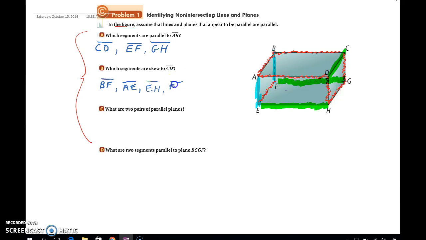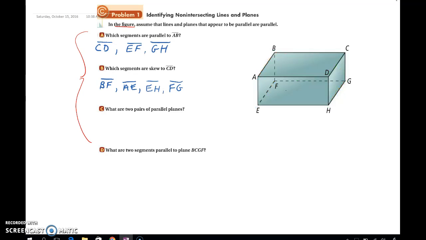So segment FG. All right, so when you're going through these, the first thing you might want to do is eliminate the ones that are coplanar, because they cannot be skew, and then eliminate the ones that are intersecting it. And then the segments that are left are the ones that have to be skew, because they need to be never intersecting and not in the same plane.